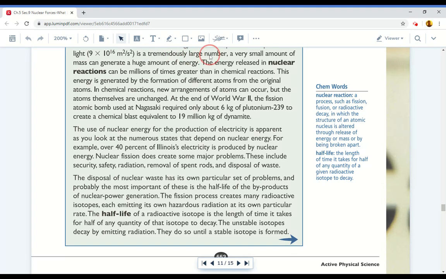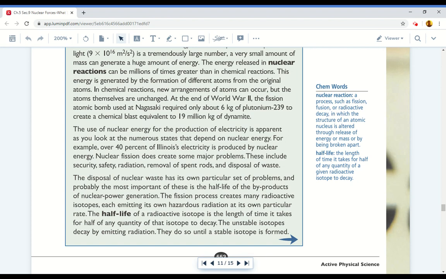It's a tremendously large number. A very small amount of mass can generate a huge amount of energy. The energy released in nuclear reactions can be millions of times greater than in chemical reactions. This energy is generated by the formation of different atoms from the original atoms. In chemical reactions, new arrangements of atoms can occur, but the atoms themselves are unchanged.